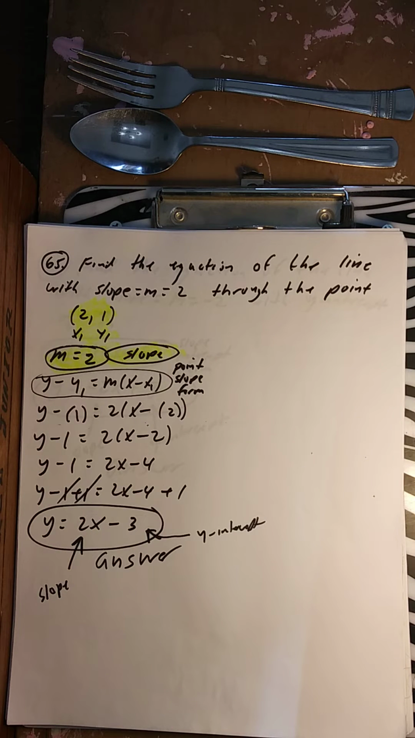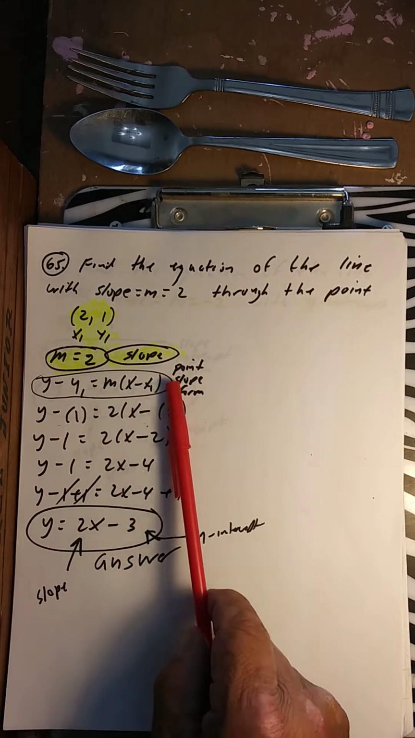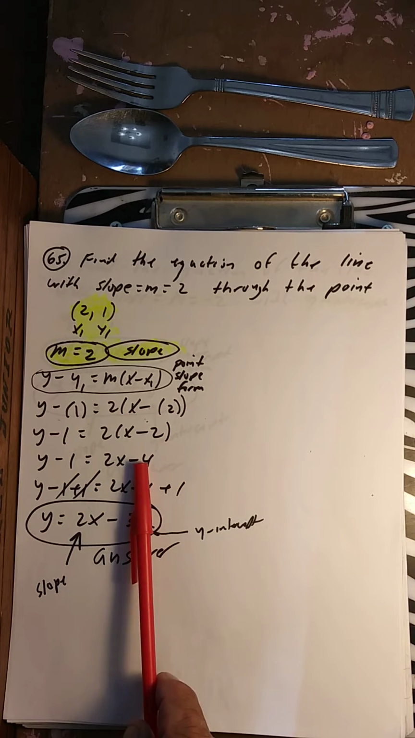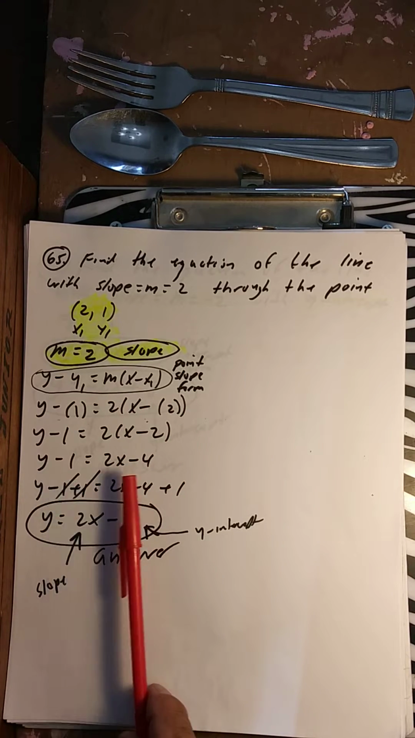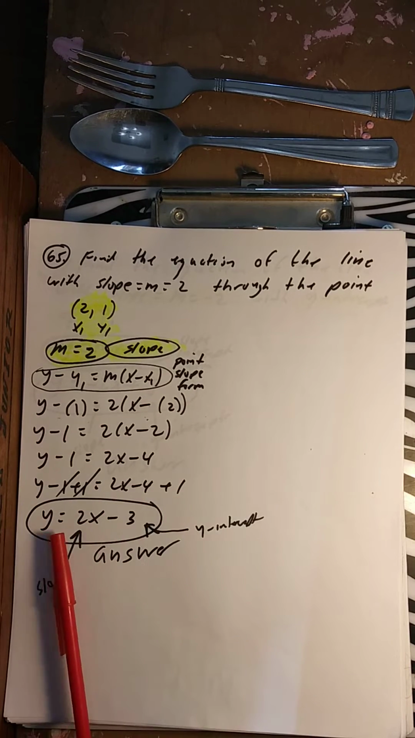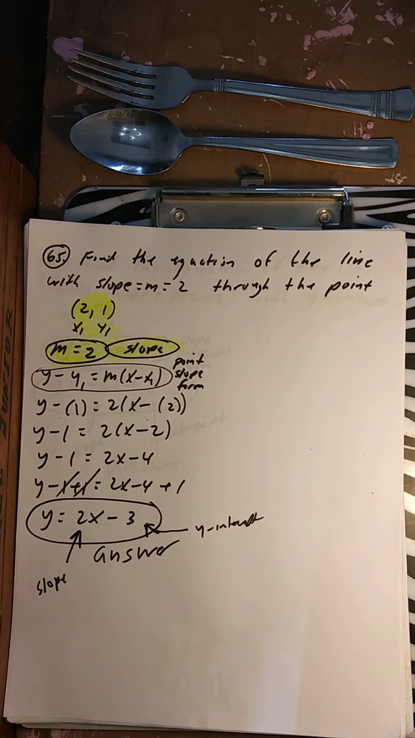Find the equation of the line with slope through the point. Point slope formula again. y minus y1 equals m times x minus x1. Put the numbers in. So 2 times this is 2x. 2 times that is going to be negative 4. So add 1. So y equals what? 2x minus 4 plus 1. Or y equals negative 2x minus 3. This is the slope. There's the y-intercept.